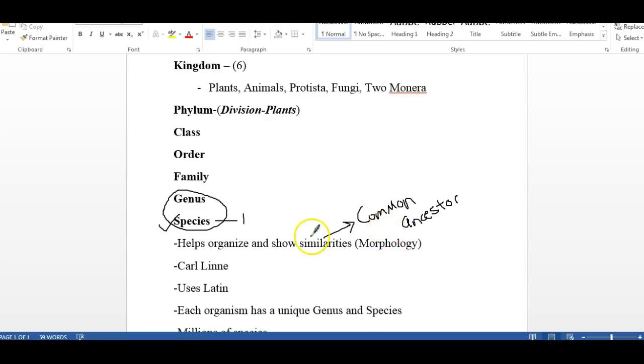Okay, so many look at this grouping as common ancestors, and they look at similarities between organisms. But you can also look at this another way, which is to realize that things look alike. So for instance, you have a fox, you have a dog, you have a coyote.